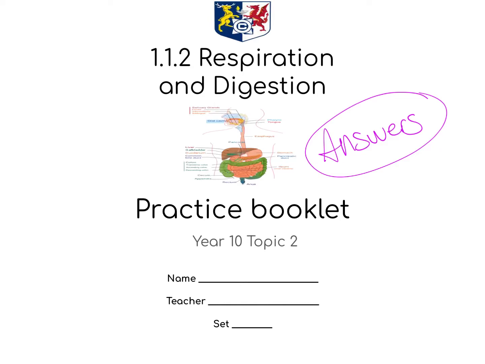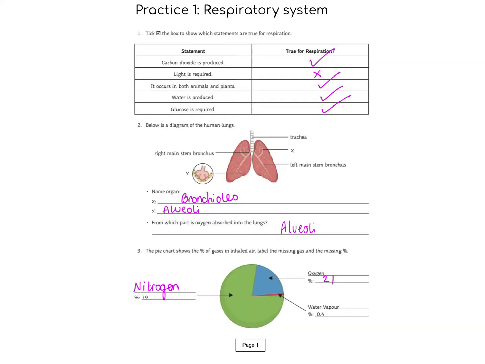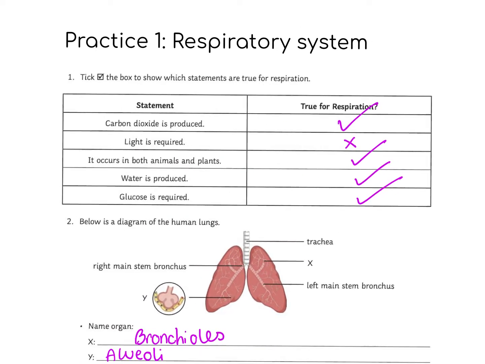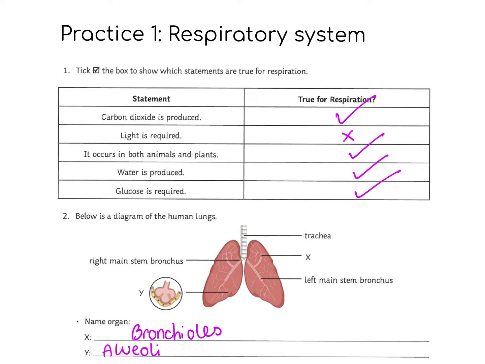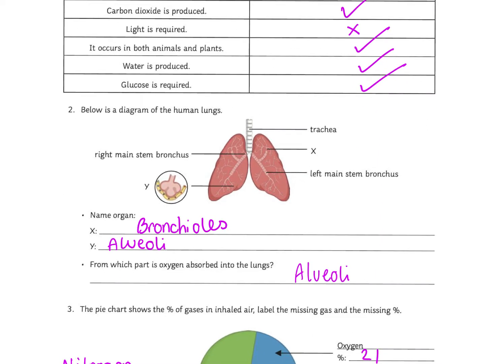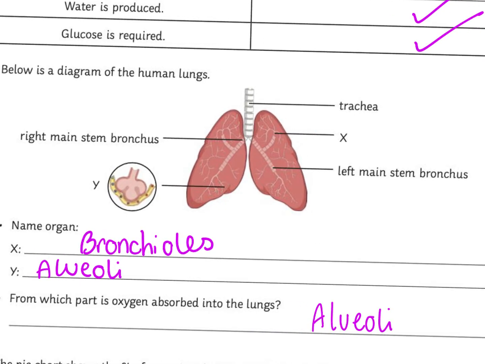So this is looking at respiration and digestion questions. First question then, put a tick for the boxes you believe to be true of respiration. So carbon dioxide is produced is true, light is required, that's false, occurs in both plants and animals, that's true. Water is produced, that's true, glucose is required, that's also true, okay? Then it says to label the different structures, okay?